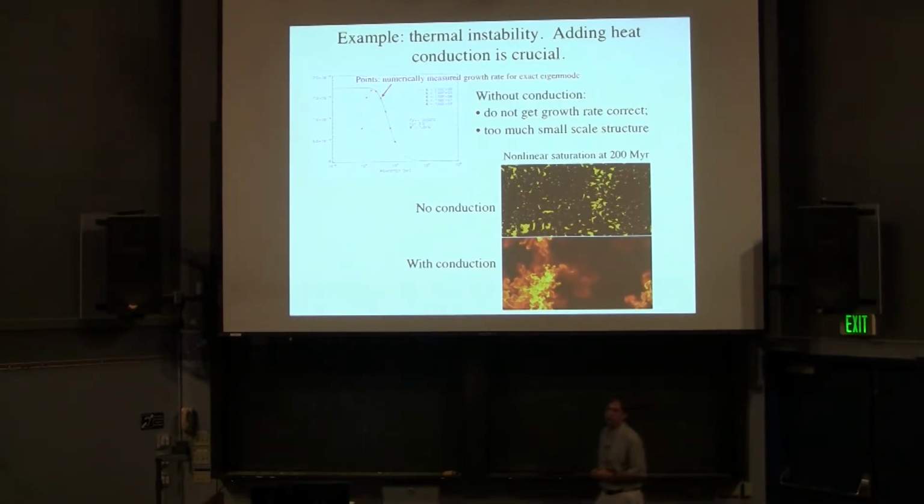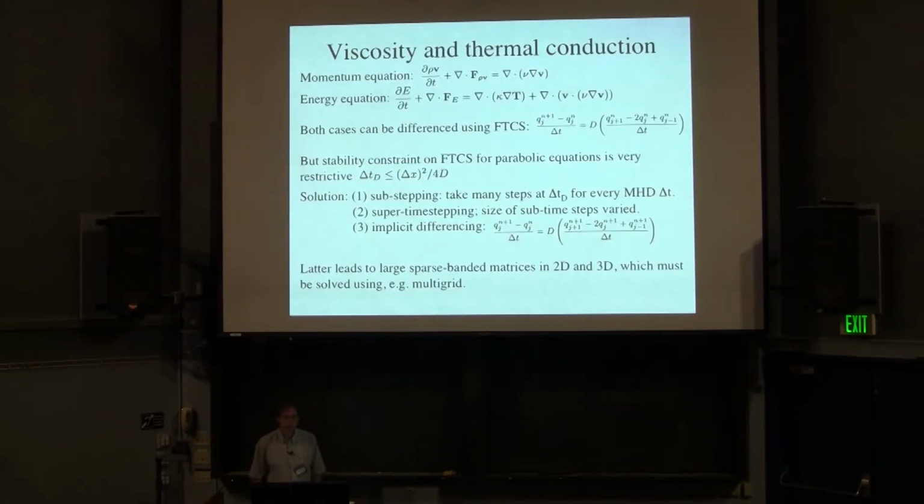Okay, so hopefully that was a useful example of where just adding the simplest terms possible can actually be a little more complicated than they first appear. So let's go on to adding more complicated source terms, viscosity and thermal conduction. I already mentioned thermal conduction. So how do you add it?